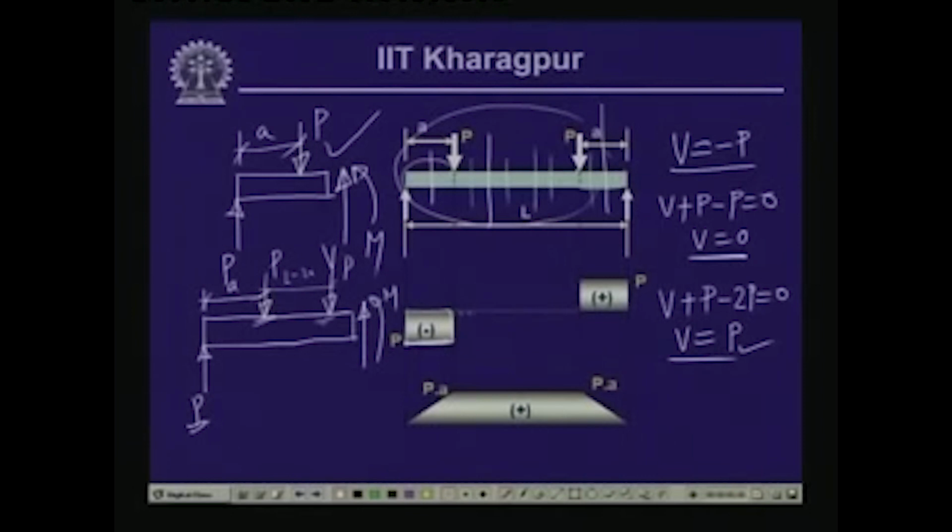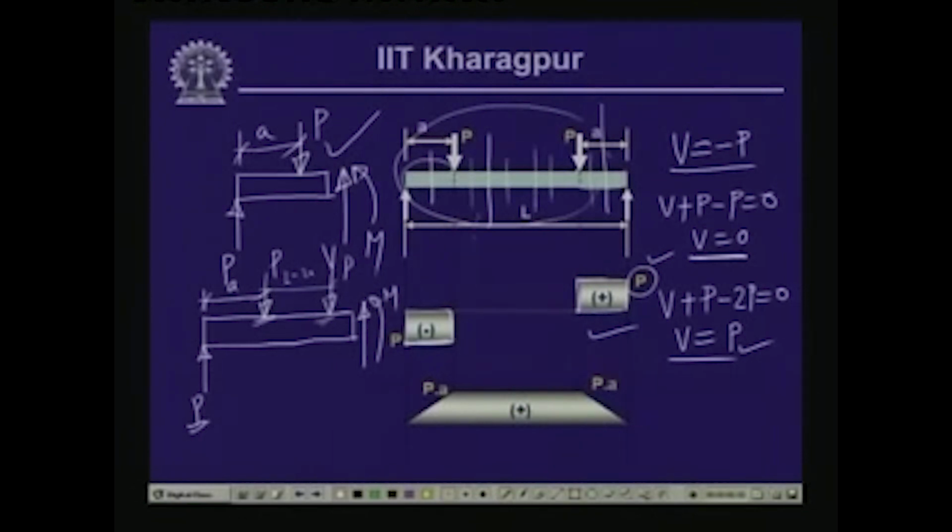Between this point and this point, the shear force is equal to 0, and from this loading point up to the end, again we have a shear force which is uniform and having a magnitude equal to P. So, this is the shear force diagram for this particular beam.